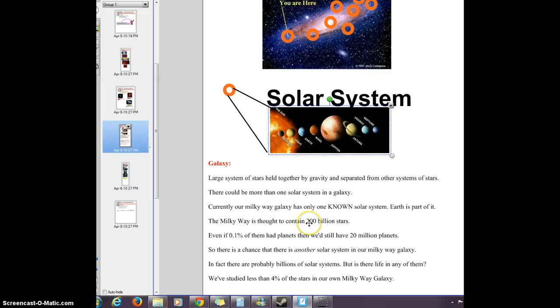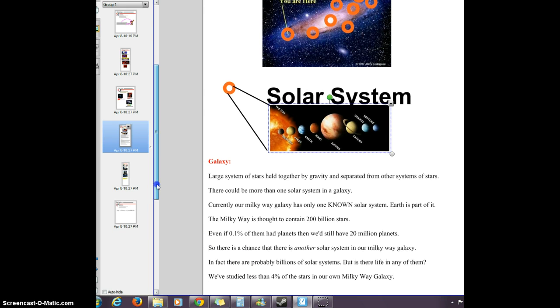The Milky Way is thought to contain 200 billion stars. Even if 0.1% of them had planets, then we'd still have 20 million planets. So out of those 200 billion stars, if 0.1% of them had planets, we'd still have 20 million planets in our galaxy. So there is a chance that there is another solar system in our Milky Way galaxy. In fact, there's probably billions of solar systems. But the question is this: is there life on any of them?